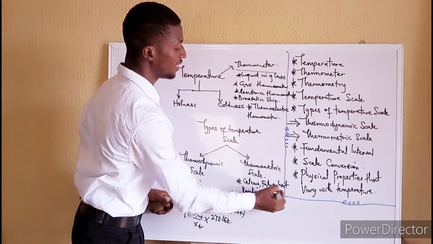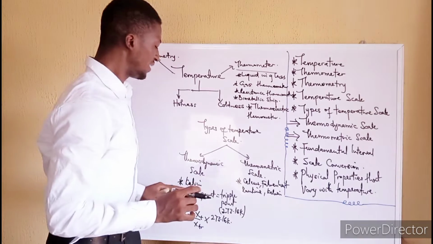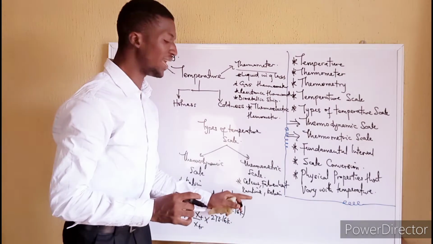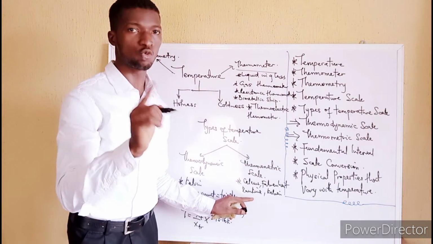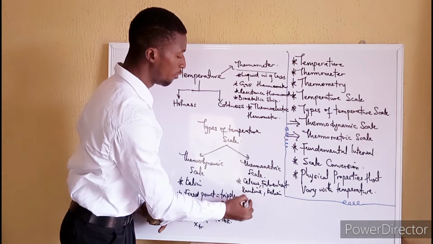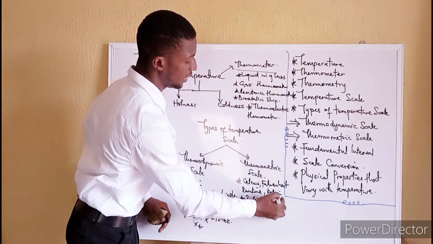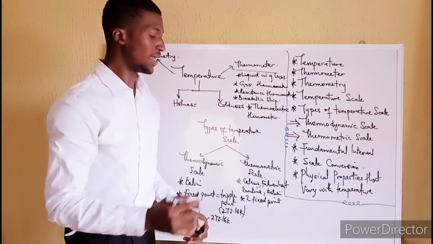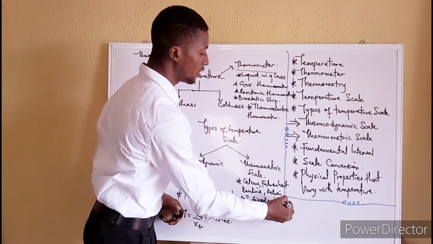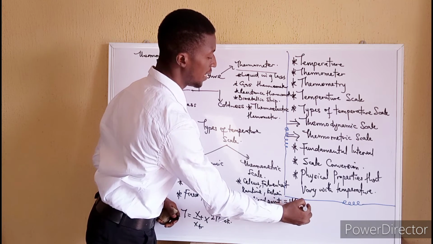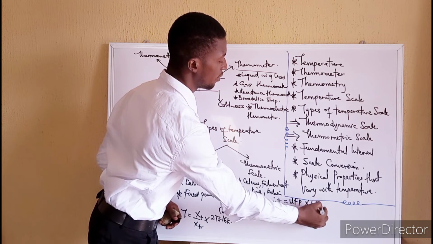But when it is in Kelvin, the difference is that it will have two fixed points, not one. Two fixed points will be included here. And what are the fixed points? The fixed points are the upper fixed point and the lower fixed point.